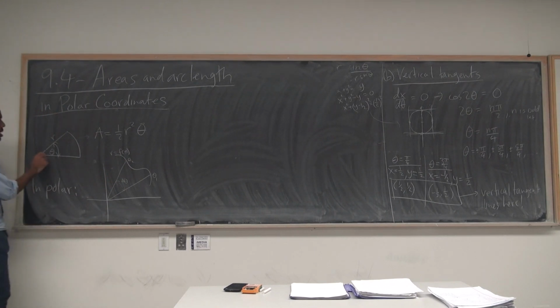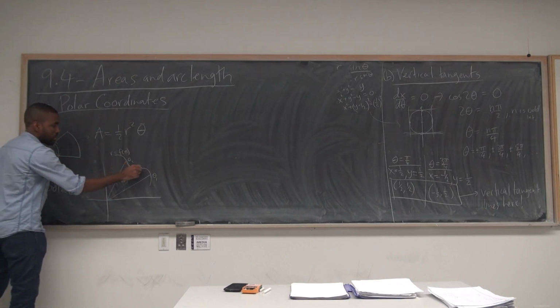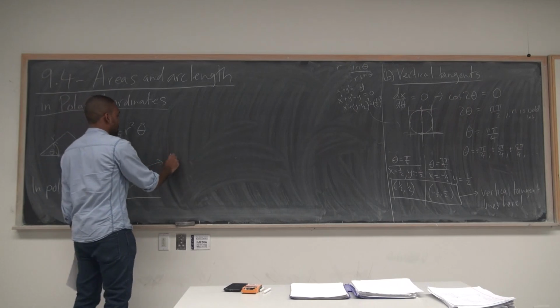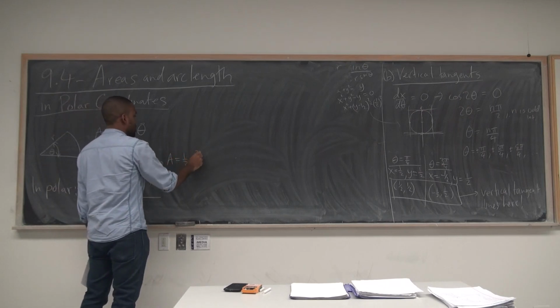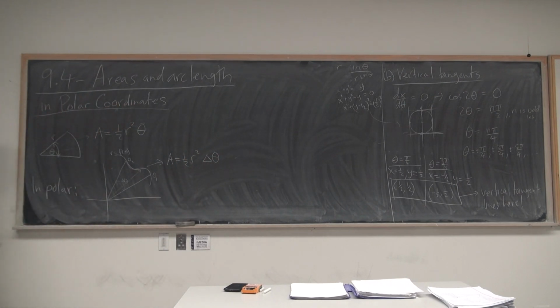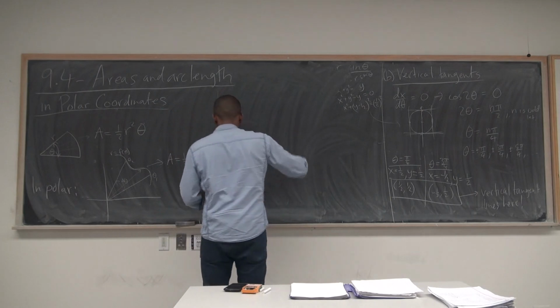Here my r was always constant, so in this formula my r is just a constant function, but now my r is varying. So then here I can think of the area as 1/2 r squared delta theta. If I cut these into very small pieces, make the Riemann sums, you can sort of see where this is going.